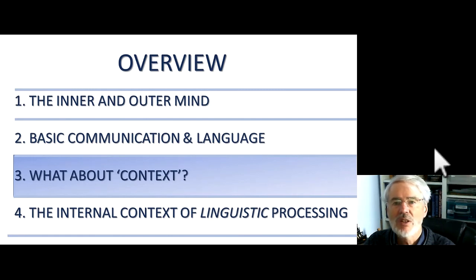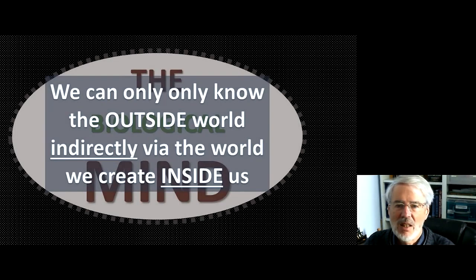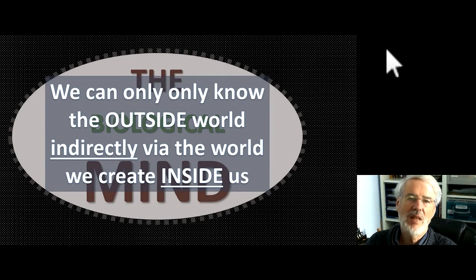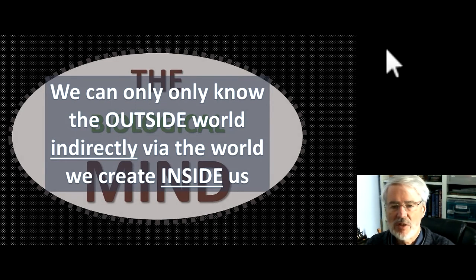So, turning now to context. Now, of course, the thing about context is that it remains true that we can never really directly know the outside world. We know it only indirectly through the world that we create inside us. Right? And this is quite a difficult concept for us to grasp, but nevertheless it's true. The outside world only really exists for us inside our minds.